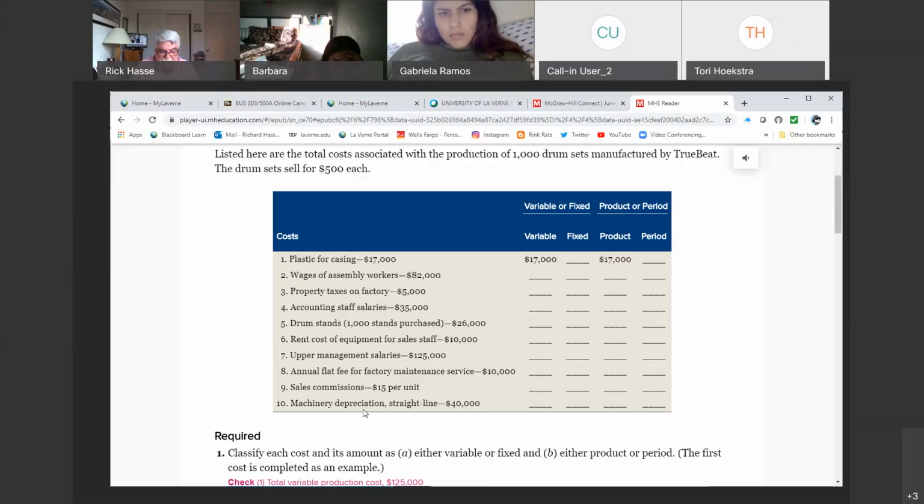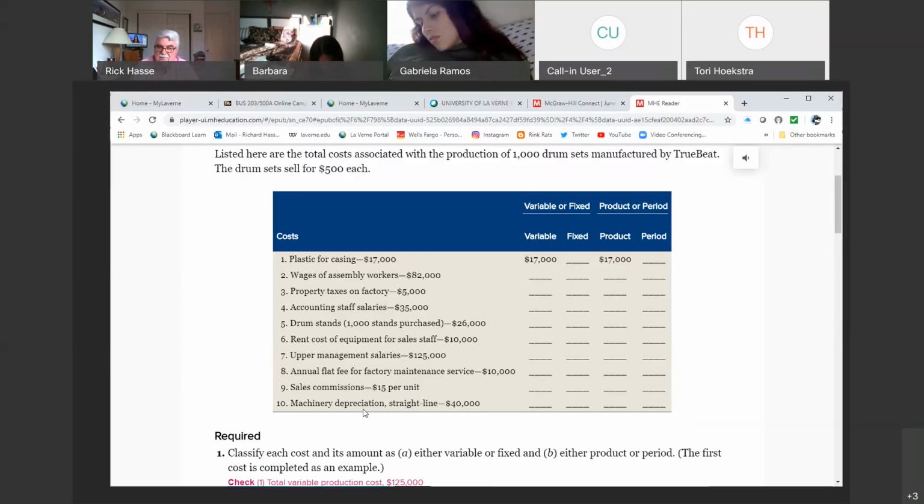Number 5, drum stands, 1,000 stands purchased at $26,000. All right, drum stands. Now remember, drum stands we're going to assume is the product that they're producing, or one of the products they're producing. So I would consider that variable and product cost. Variable and product.